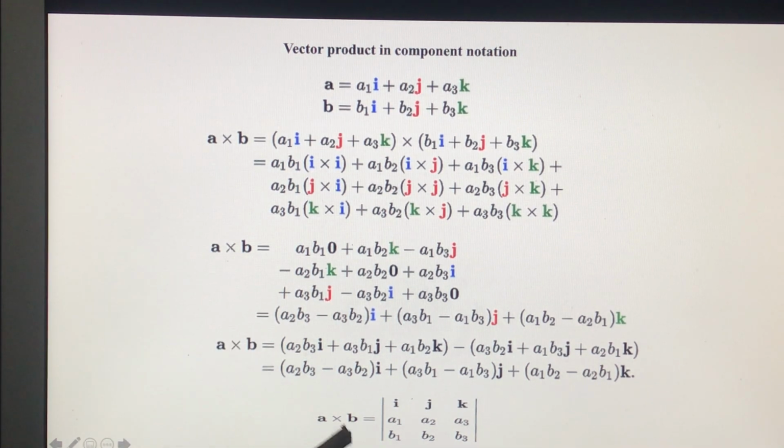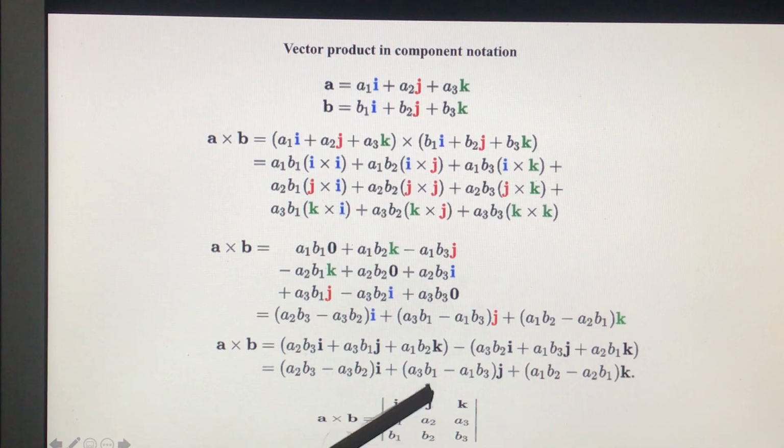So the cross product in determinant notation is represented by this symbol, where we just have to do one thing: I, j, k. Then the first row will be a1 a2 a3, and the second row will be b1 b2 b3. So if we want to find the x component, you just have to omit this column and say a2 b3 minus a3 b2. This is the I component, as you can see here.